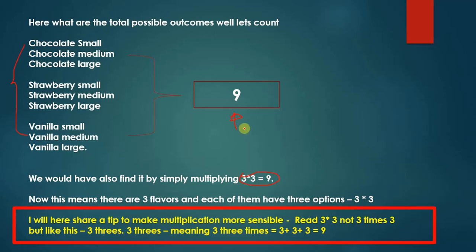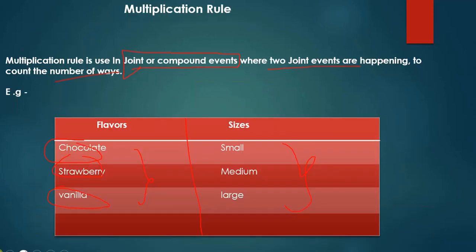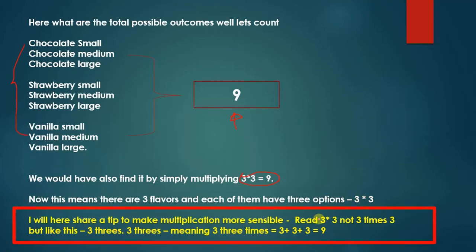So how can you think to multiply? Simple: each has three options. Each has three options, then three of them have nine options, right? 3 times 3. So you can think in this way also. Instead of reading 3 times 3, I suggest you read it as 3 threes, so we understand better that there are three groups of three, and the total is nine.